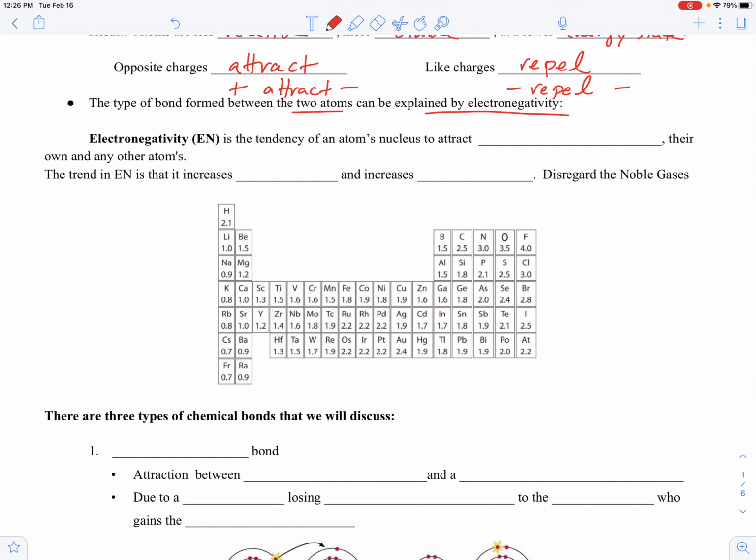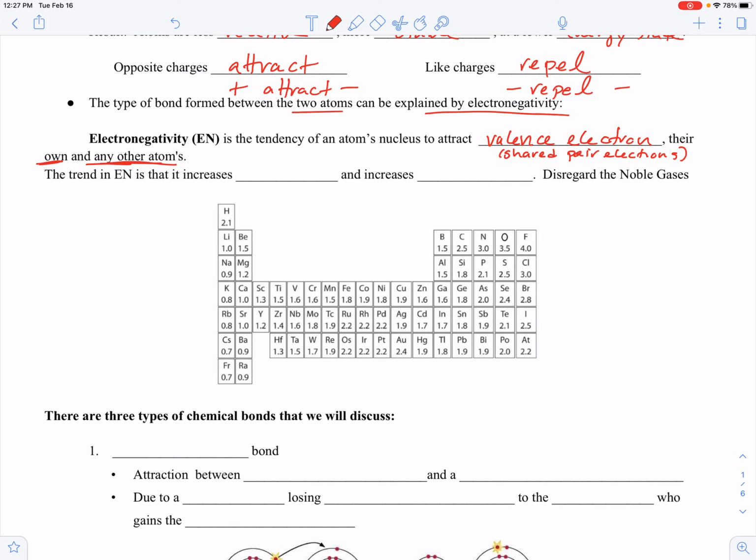So electronegativity is the tendency of an atom's nucleus to attract, and we're going to say valence electrons again. And when we get to a more refined definition, this will start to turn into a shared pair of electrons. But for now, you can just think about it as an attraction from the atom's nucleus to the electrons, specifically the valence electrons. And this can be their own electrons, so how attracted they are to their own electrons, or even how attracted they are to another atom's electrons. And that's going to play a role in our ionic compounds.